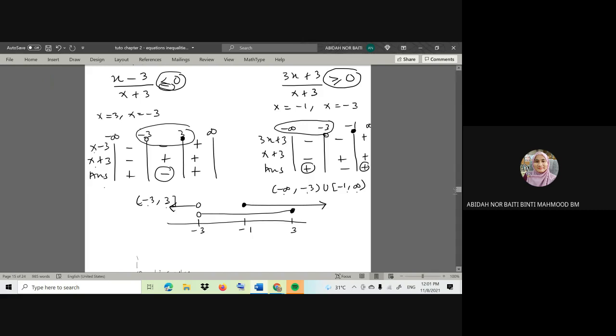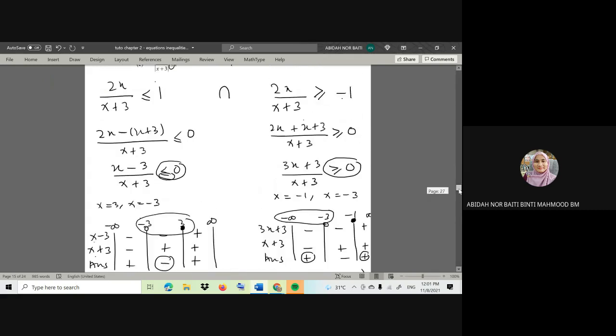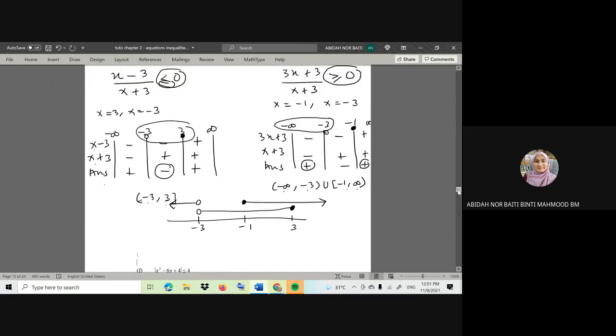And then kita nak shaded yang mana? N kan? N is intersection between two lines ya. So ni one line, single line, and this is double line, so we shaded here. And this is single line. Therefore, your final answer is from negative 1 to 3.